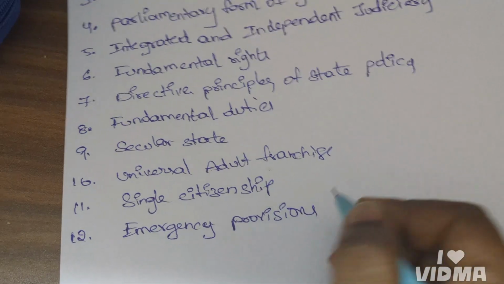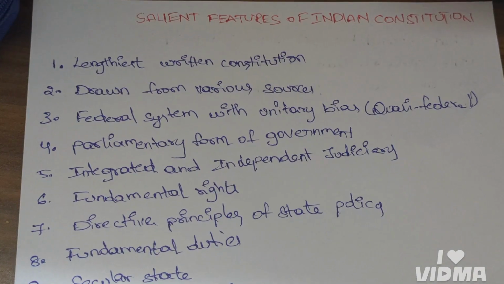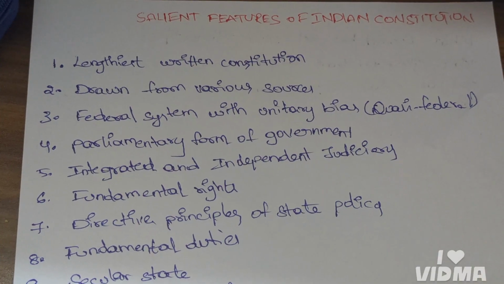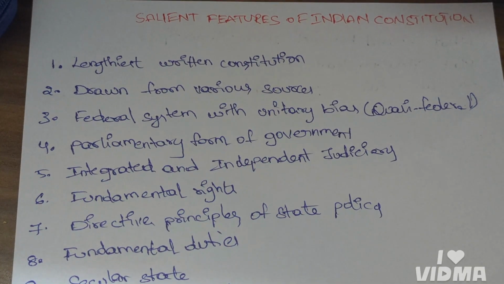So if we summarize, the Indian constitution is detailed, borrowed yet original, federal but with a strong center, democratic, secular, rights-based and welfare-oriented. It is a balance between stability and flexibility, unity and diversity, and rights and duties.